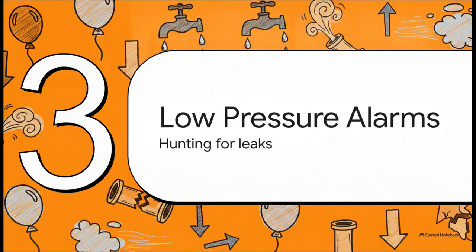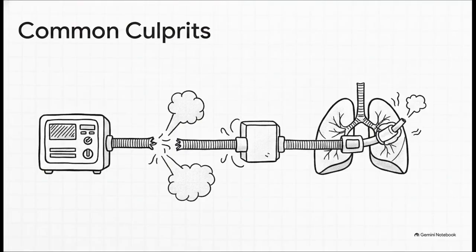Section 3, finding leaks. Dealing with low-pressure alarms. Low-pressure alarms are exactly what they sound like. Air is escaping before it hits the lungs. The patient isn't getting their breath, so you've got to act quickly. You're hunting for a physical disconnect. Did the tubing pop off? Is a humidifier connection loose? Or, and this happens all the time, is the tube's cuff deflated? If you hear air escaping right out of the patient's mouth, you've probably found your cuff leak.